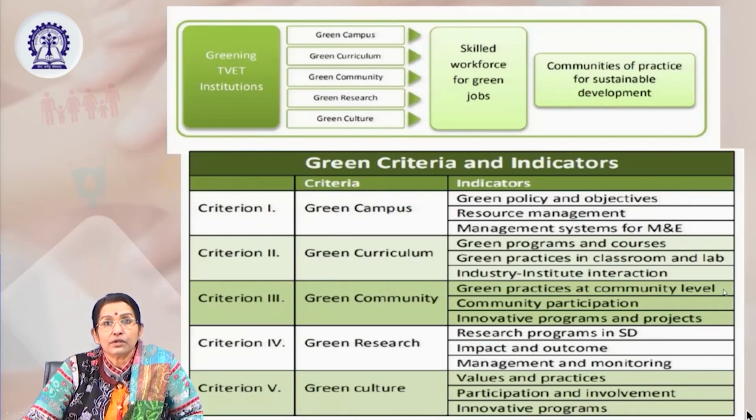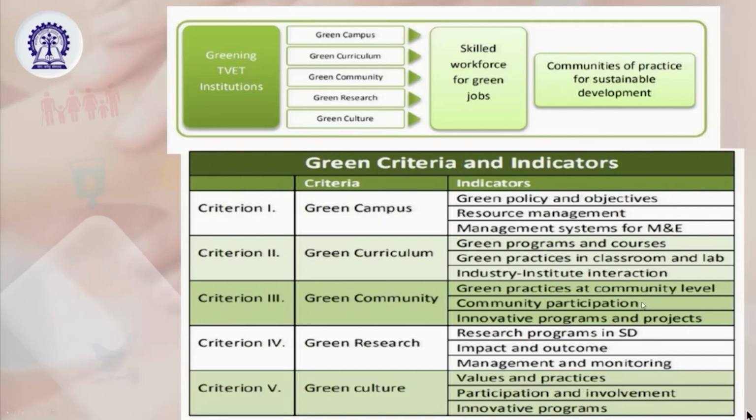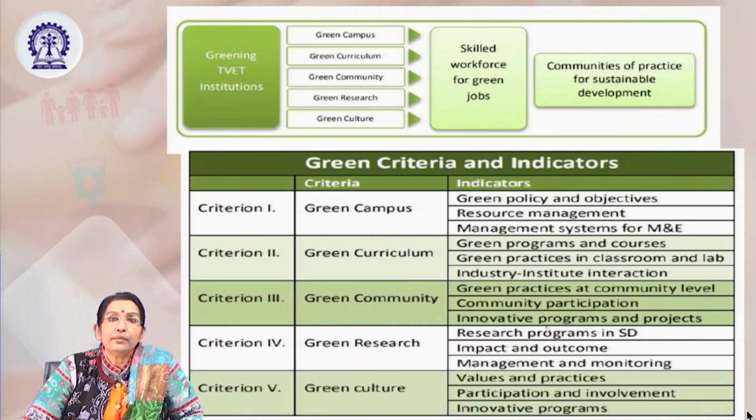We have to observe the consumable objects, things. So, green practice at the community level, then community participation: how much the people in the community are very much aware of using eco-friendly, sustainable things. Then innovative programs and projects: what new innovative programs and projects are coming up that boost the green initiative. Then comes the green research, that is research programs in sustainable development, to assess the impact and outcome, and the management and the monitoring.